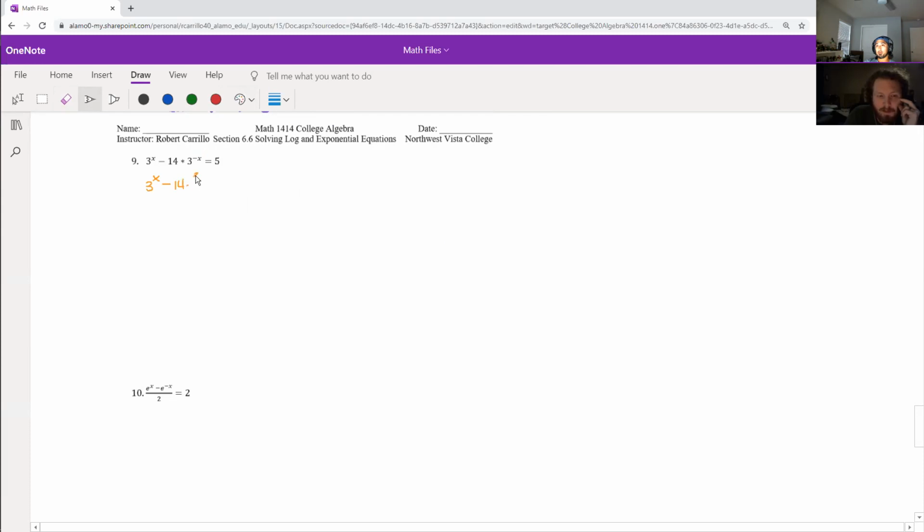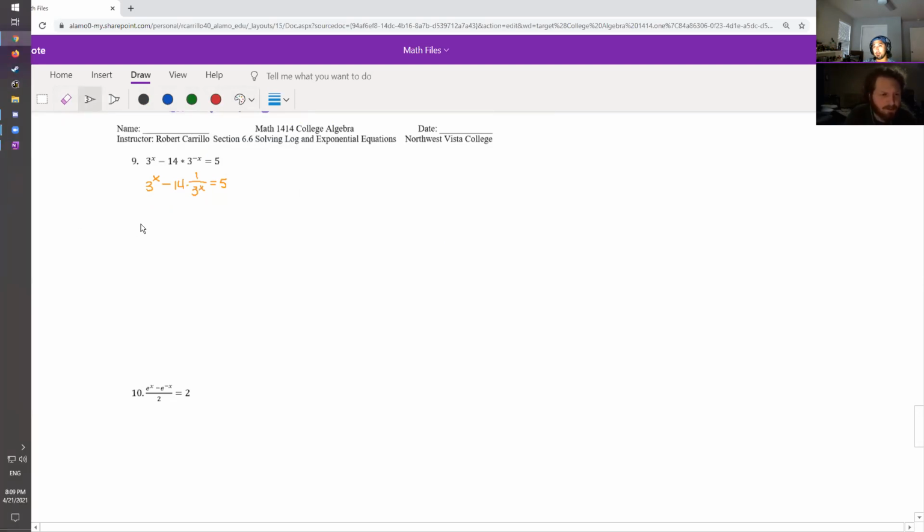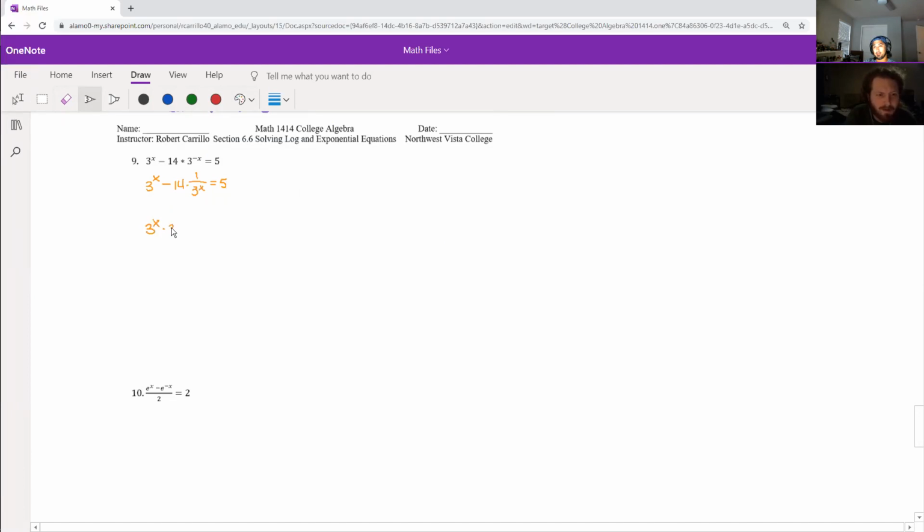Oh, it's 1 over 3 to the x. Let's see. 1 over 3 to the x equals 5. So you're gonna multiply both sides by 3 to the x, to get rid of the fraction. I just did the math wrong in my head. 3 to the x times 3 to the x equals 3 to the 2x.